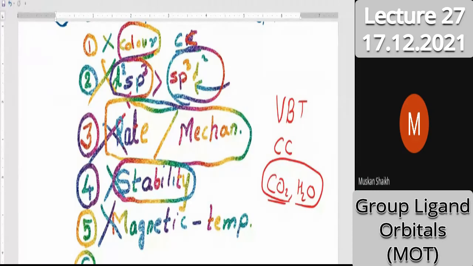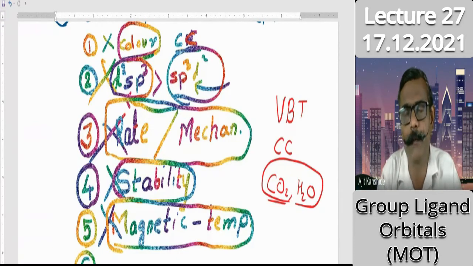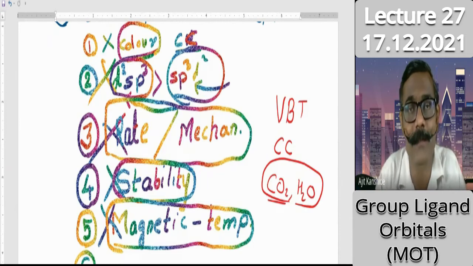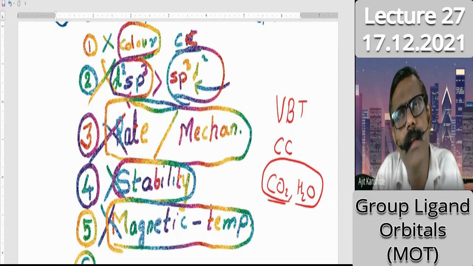It fails to explain the change in magnetic moment with change in temperature. Point number five: magnetic moment or magnetic properties were found to change with change in temperature. It could not explain. In some complexes electrons are paired, and in some they remain unpaired.